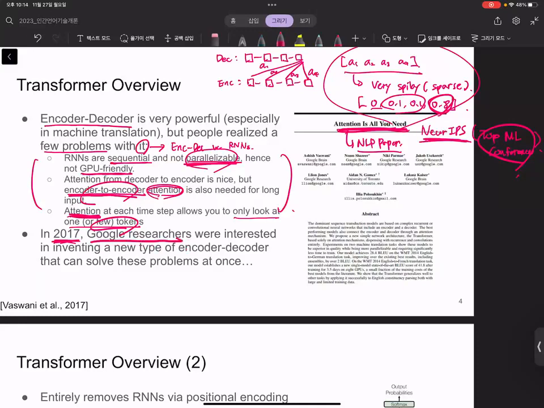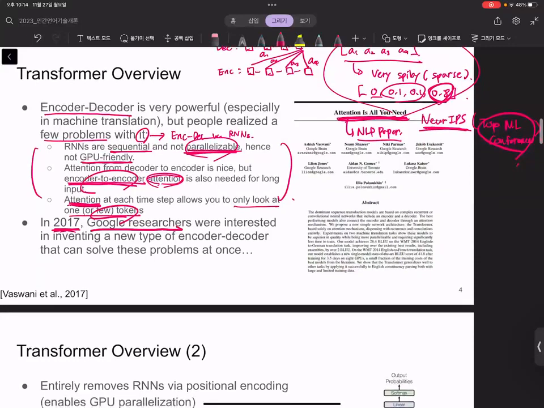So if you want to make or study more fundamental techniques, then I recommend reading NeurIPS papers or ICML papers. And this paper is from Google Brain and Google Research.